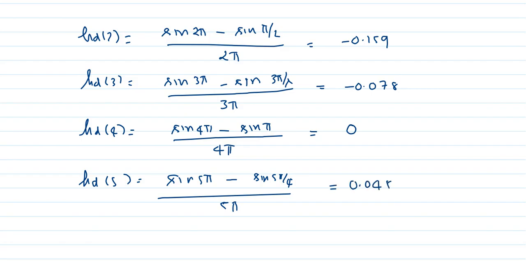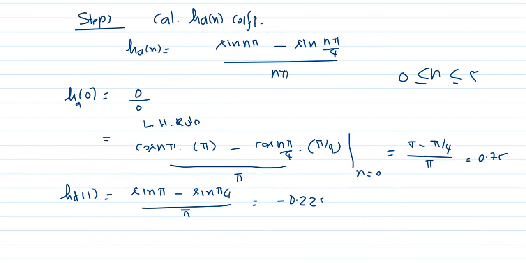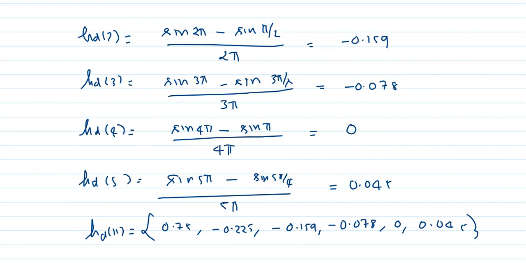0.045. So I can write my HD of n as equal to, for it's 0.75 minus 0.225 minus 0.159 minus 0.078 0.045. Okay, this is my HD of n. So we have completed step 3 as well. We have calculated the Windows coefficients.